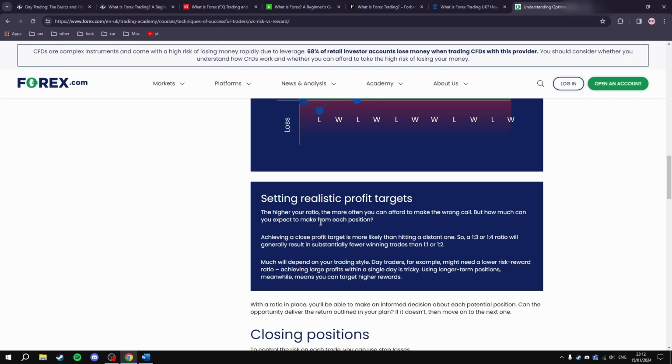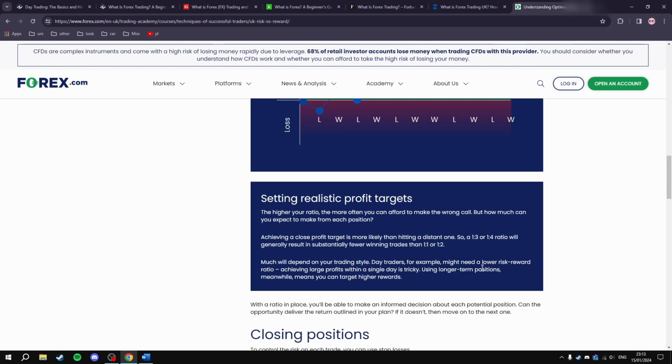But how much can you expect to make from each position? Achieving a close profit target is more likely than hitting a distant one. So a 1-to-3 or 1-to-4 ratio will generally result in substantially fewer winning trades than a 1-to-1 or 1-to-2. Much will depend on your trading style.